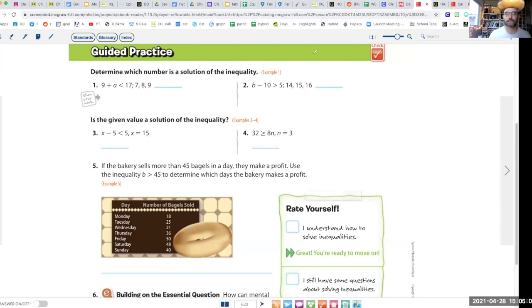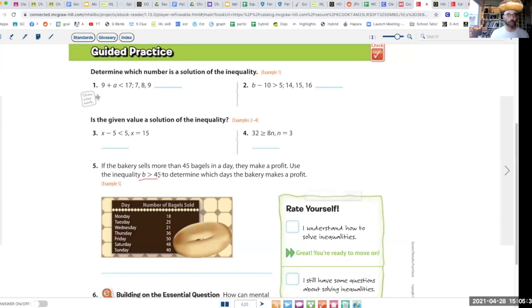All right, let's just try this last problem. I'm going to erase all that stuff. Number 5, if the bakery sells more than 45 bagels in a day, they make a profit. Yay. Use the inequality B greater than 45 to determine which days the bakery makes a profit. So basically, which days have they sold more than 45 bagels? So you're going to write down one or more days of the week where they sold greater than 45. That's what that means. Ready, go.